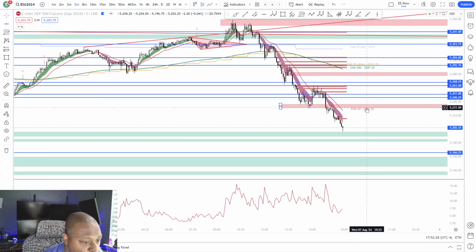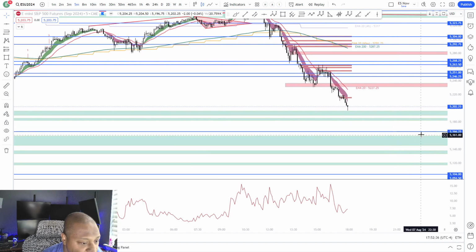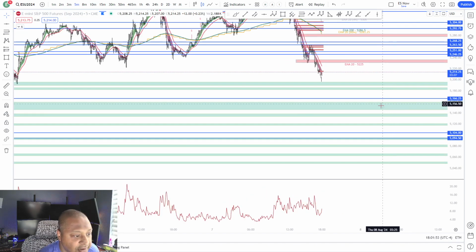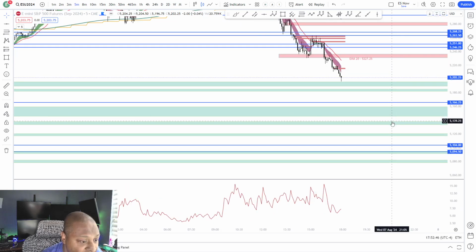We may come up to the 5231 area and get rejected from there again, and then as we start breaking down these levels, we will come to the 5185 to the 82 area, finally to the 5166 area, and then farther down we will see 5160 to 5147. This is a very strong support we have on the left hand side, followed by 5130 and then 5120 area, which is the bottom of the week that we have.